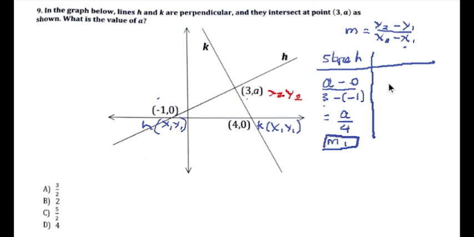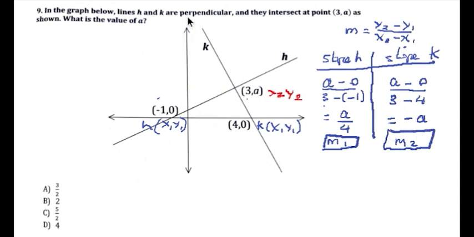Go over to the other side and we get the slope of K, and we can say y2 is a minus y1, which is 0, over x2. So x2 is 3 minus 4. You can see y4, and that will give us a result of a over minus 1, which is minus a. So that's m2.